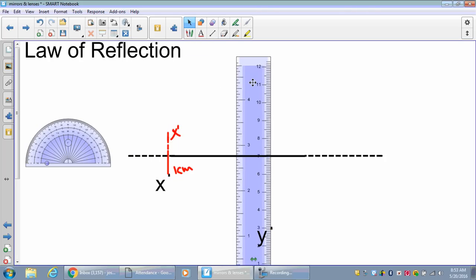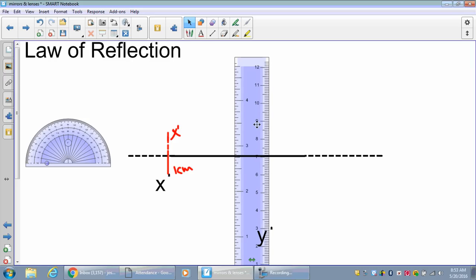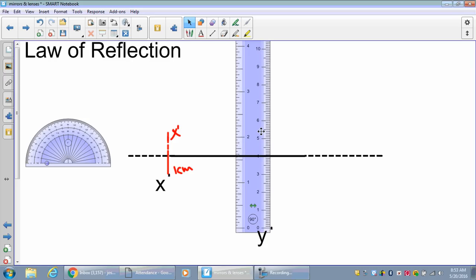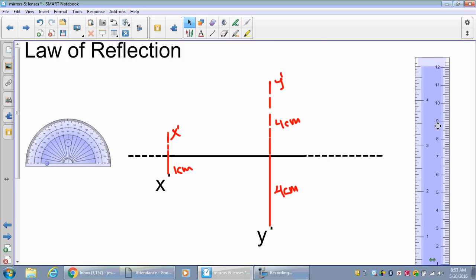And we come over here. So from 0 to 4, so that's 4 centimeters. Go ahead and draw a line to show me the distance to the mirror. Remember the law of reflection, the distance of the object to the mirror has to be equal to the negative distance behind the mirror. So we're going to go 4 centimeters back. Okay, and this would be Y prime. So that's Y prime. So this is where my image forms.